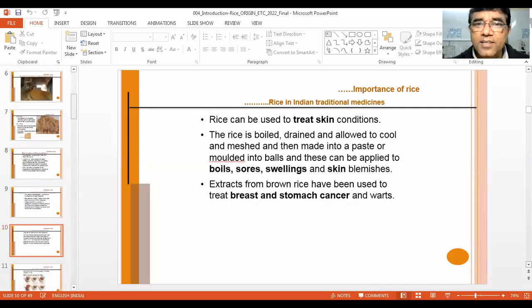Now you see treating skin, I already told you. So the rice as such can be boiled, drained and allowed to cool. You can cook rice and make a paste of it by mashing it, and then it can be put on the boils. You can put it on sores, swellings and skin blemishes. Extracts from brown rice have been used to treat breast and stomach cancer. Of course, it is doubtful, but people claim like this.